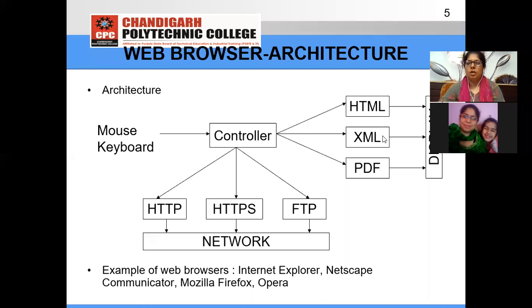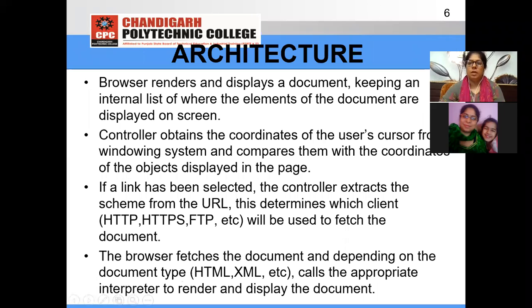Next we look at how the architecture of a web browser works. A web browser is used to display a web page, and it also maintains a list of where the elements of the web page are displayed. The controller component of our web browser will obtain the coordinates of the user's cursor from the operating system and will compare them with the coordinates of objects which are displayed.